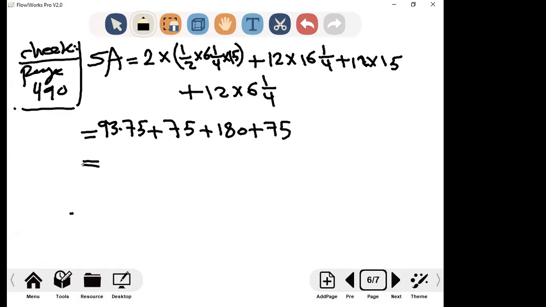Now add these numbers. 93.75 plus 75 plus 180 plus 75. It will be 423.75. What's the unit? Square. It is area. Okay.